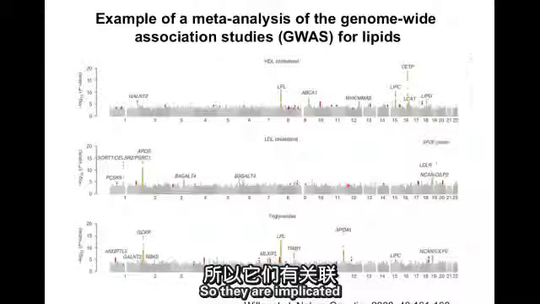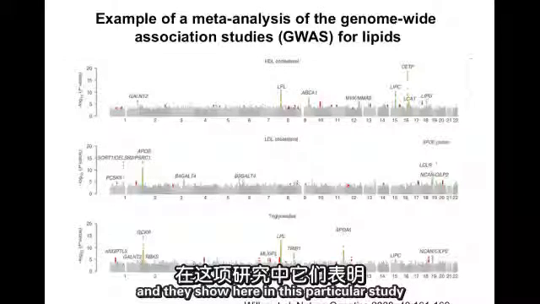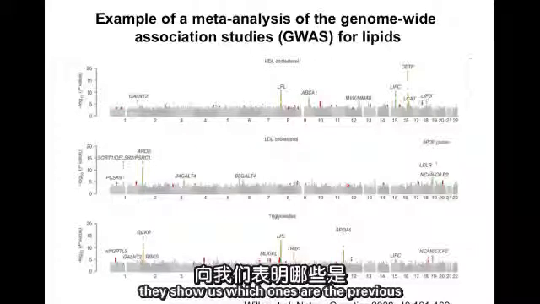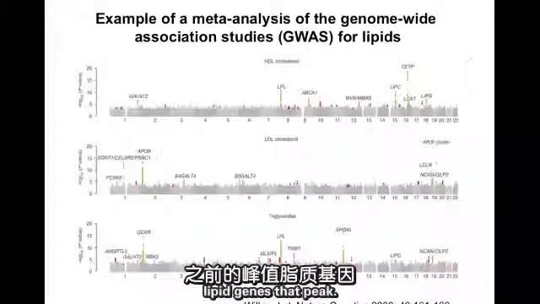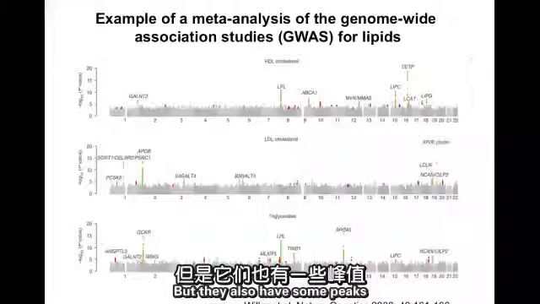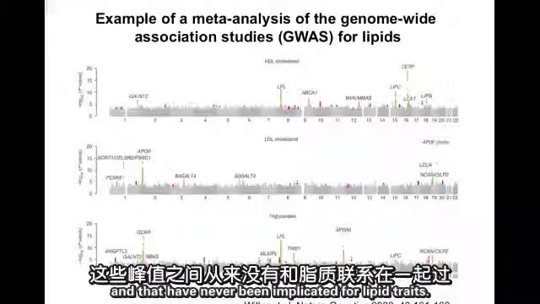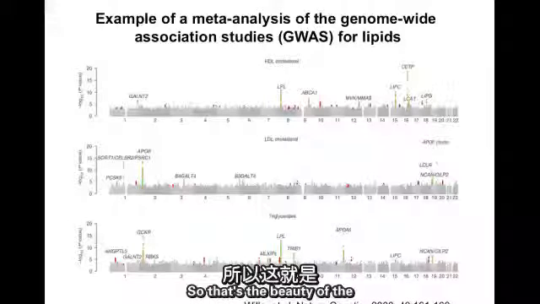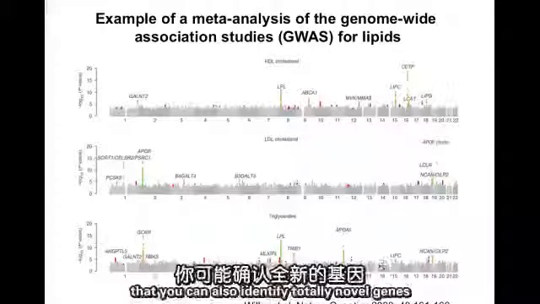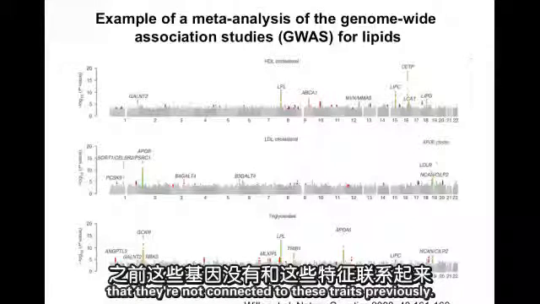They are implicated, and in this particular study they show us which ones are the previous lipid genes that peak. But they also have some peaks that are totally new and have never been implicated for lipid traits. So that's the beauty of genome-wide association studies, that you can also identify totally novel genes that were not connected to these traits previously.